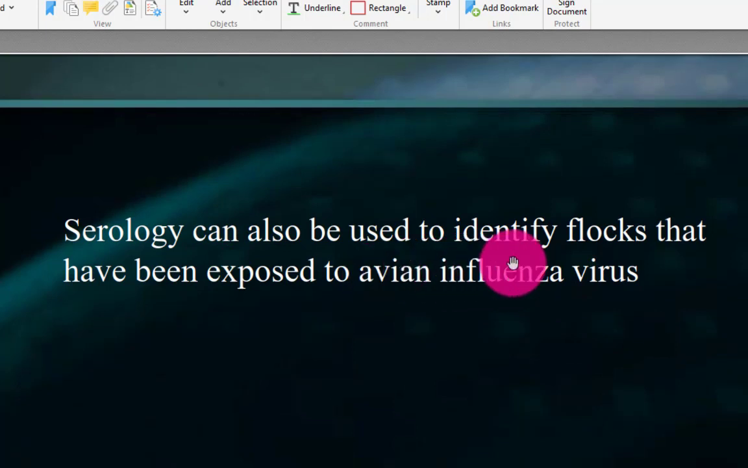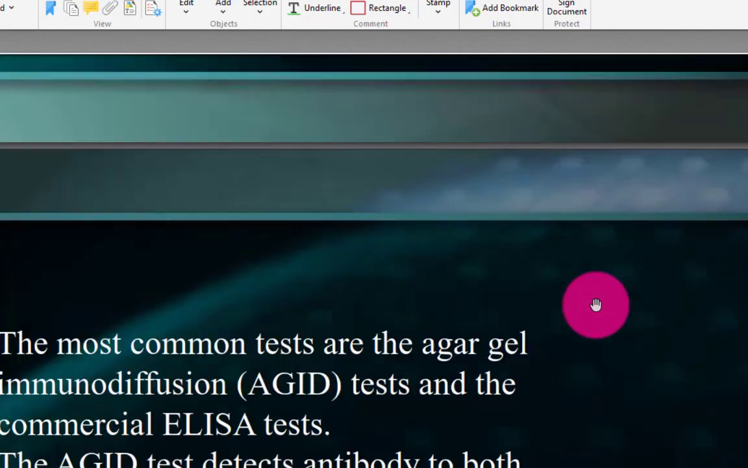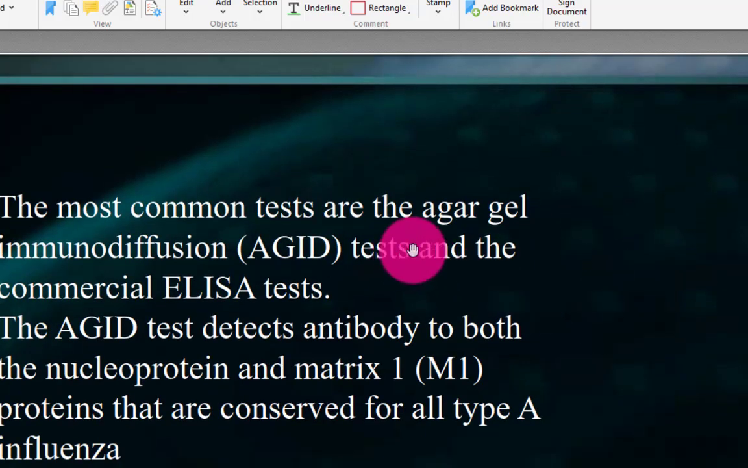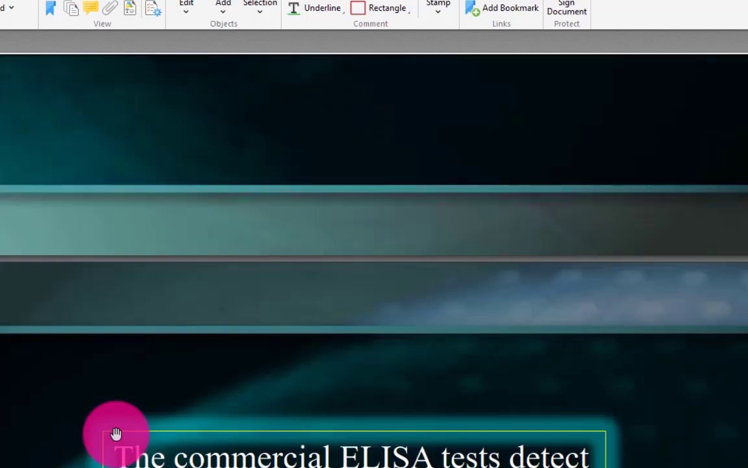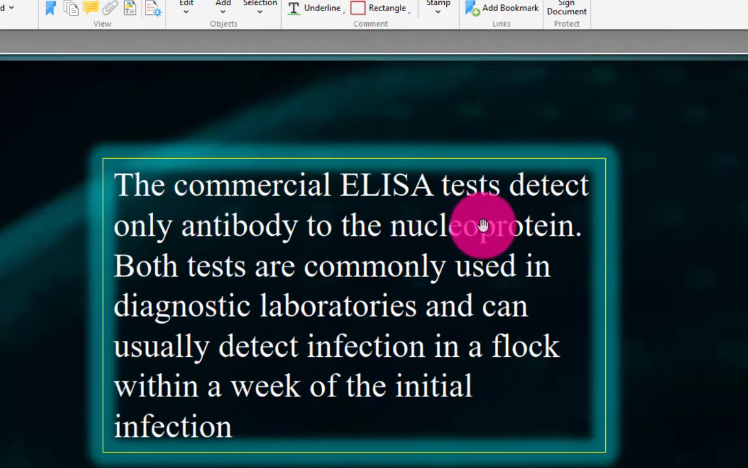Serology can also be used to identify flocks that have been exposed to avian influenza virus. The most common tests are the agar-gel immunodiffusion test and the commercial ELISA test. The agar-gel immunodiffusion test detects antibody to both the nucleoprotein and matrix 1 protein that are conserved for all types of influenza virus. The commercial ELISA test detects only antibody to the nucleoprotein.